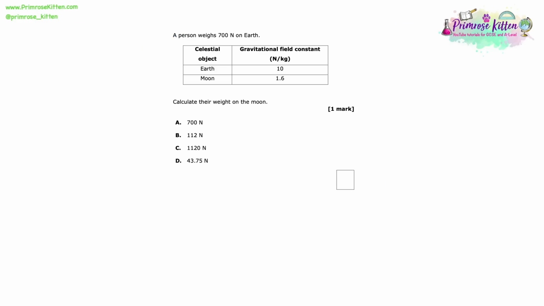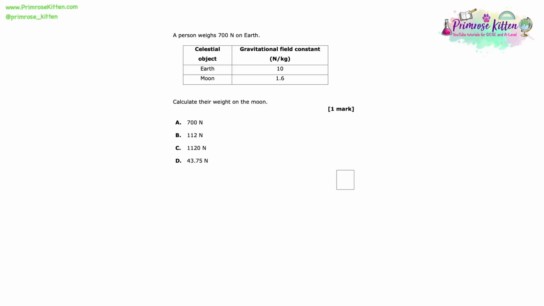A person weighs 700 newtons on Earth. We're told that on Earth the gravitational field constant is 10 newtons per kilogram, and on the Moon the gravitational field constant is 1.6 newtons per kilogram. Here we're asked to use this information to calculate the weight of this person on the Moon.